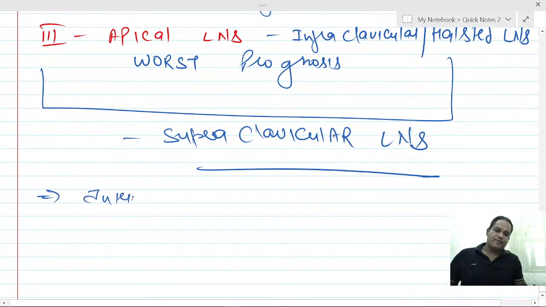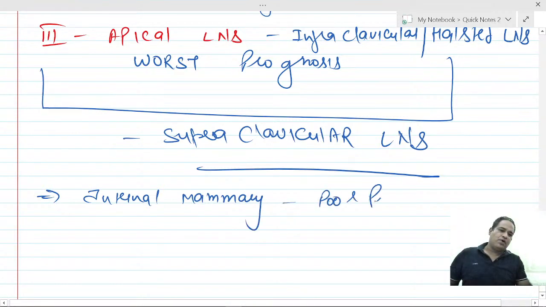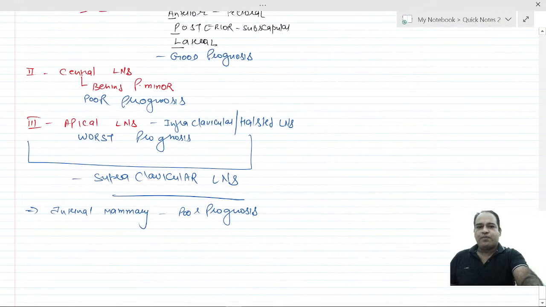Another thing, internal mammary lymph node, if they are involved, that will be called poor prognosis.